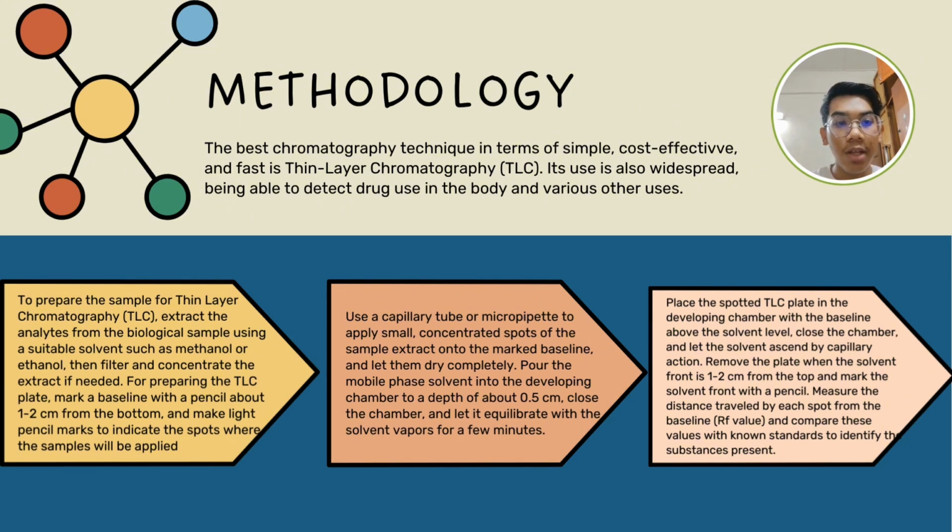For preparing the TLC plate, we need to mark a baseline with a pencil about 1 to 2 cm from the bottom and make pencil marks to indicate the spots where the sample will be applied. Next, we use a capillary tube or micropipette to apply small concentrated spots of the sample extract onto the marked baseline and let them dry completely. Pour the mobile phase solvent into the developing chamber to a depth of about 0.5 cm. Close the chamber and let it equilibrate with the solvent vapor for a few minutes.